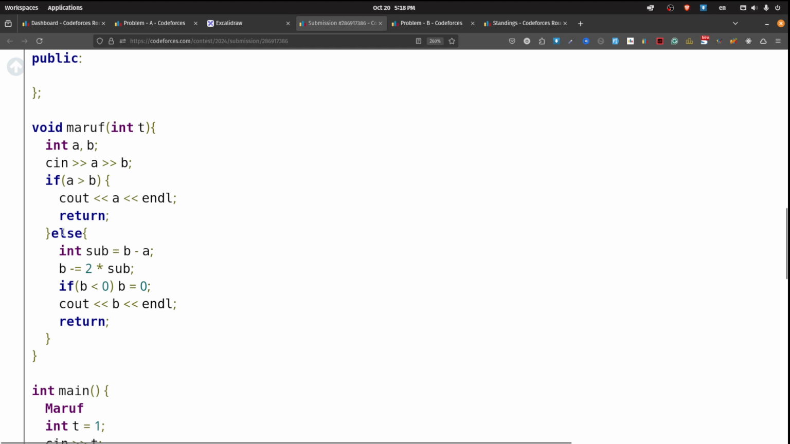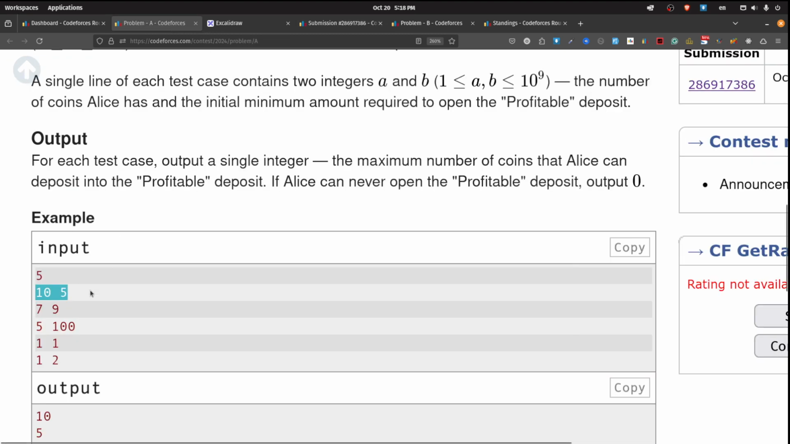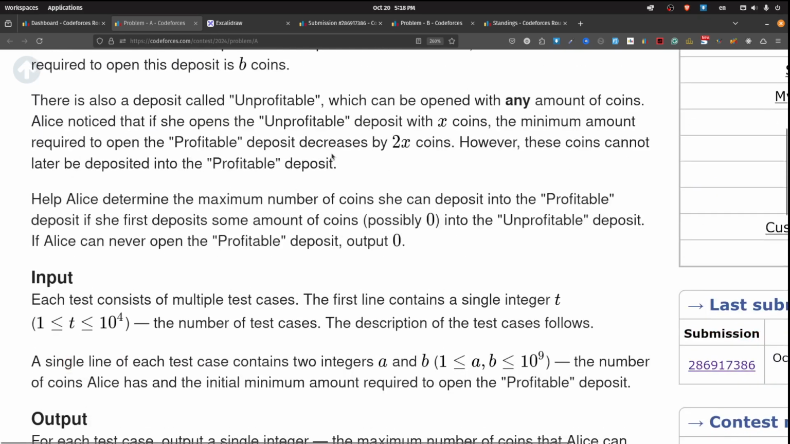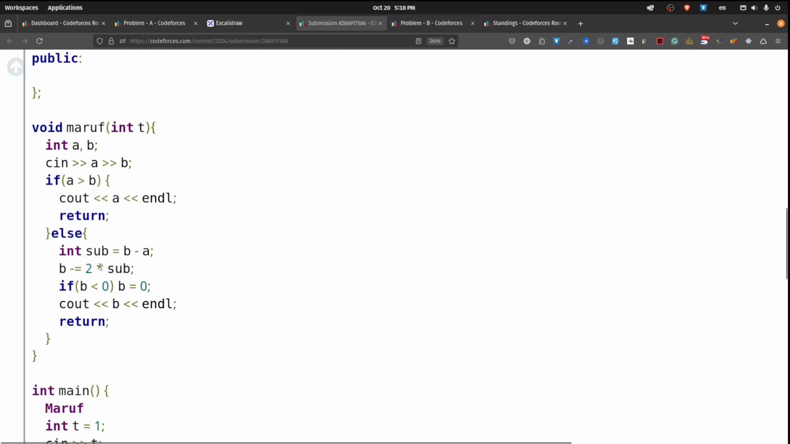If this is not the case, I subtract, b minus a, basically 9 minus 7 is equal to 2. After subtracting this, I have to decrease the value of b, because I already made the unprofitable deposit, and in return I have to subtract 2 times x. That means the profitable deposit decreases by 2x. So I decrease the profitable deposit, which is b, by 2x.